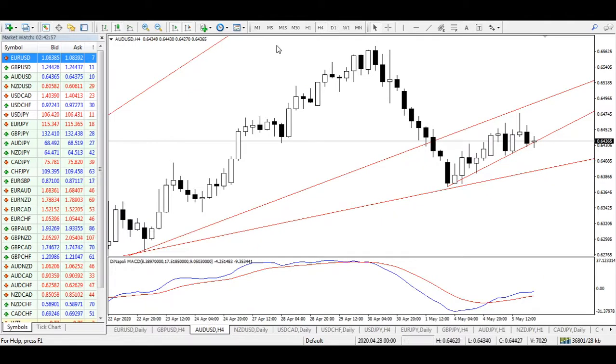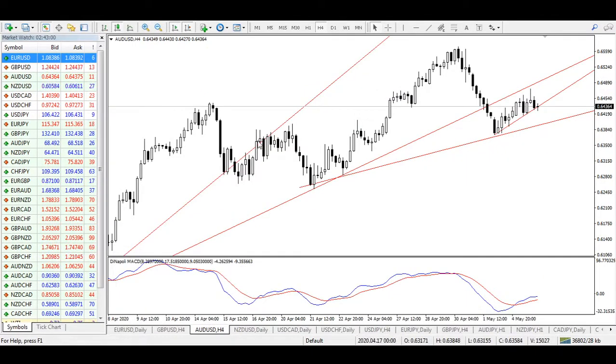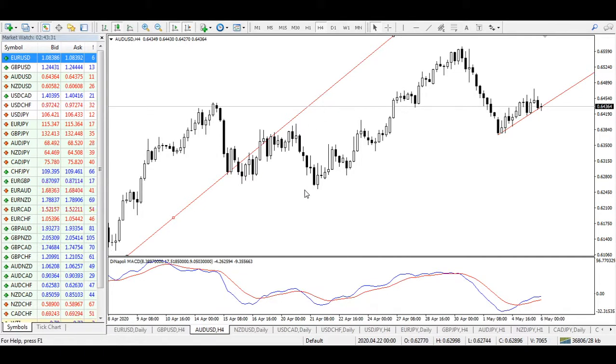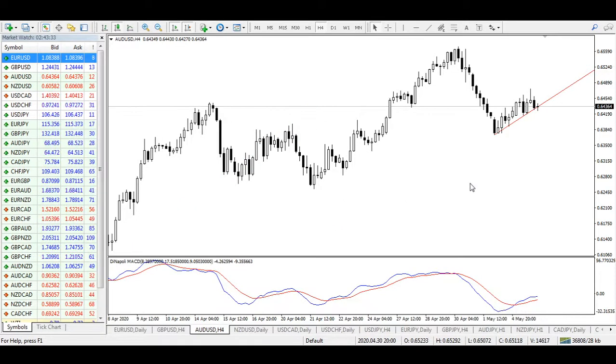Let's go to the 4-hour time frame and try to understand what's happening recently. So let me first remove all these trend lines. Sorry, we do not need them on this 4-hour time frame. Okay, now the chart is clean.